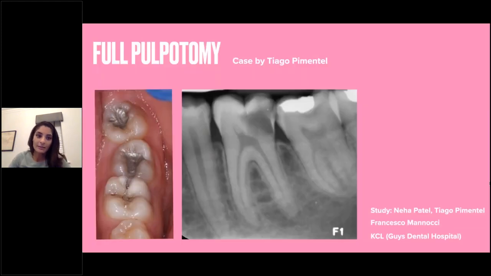This was a case where a full pulpotomy was carried out. I have to thank Tiago here for lending me this case. This is a case that he carried out of this lower 6 here. The case is actually part of a clinical study that's occurring at Guy's Hospital at the moment under Professor Minocci, who heads the department. And Neha and Tiago are doing their PhD research on this sort of topic. So I'm just going to walk you through this procedure.